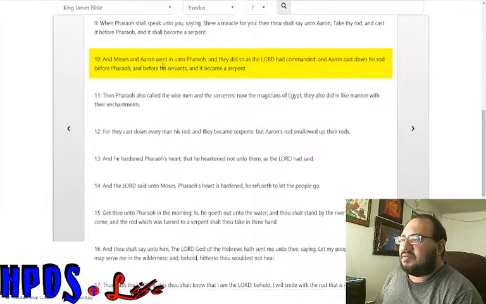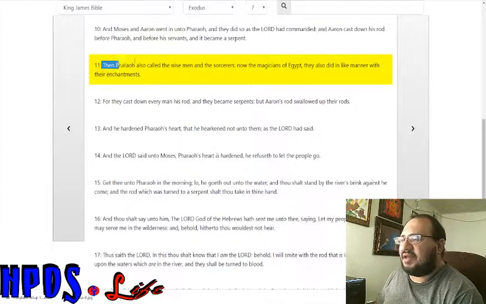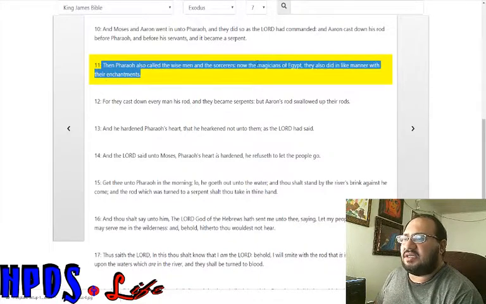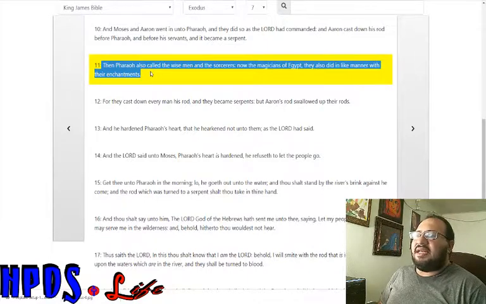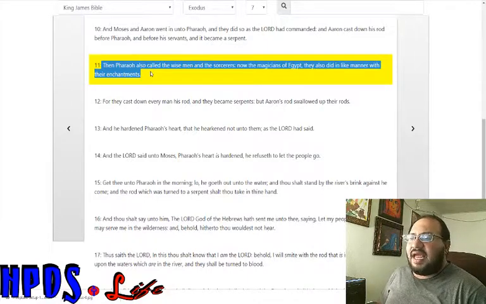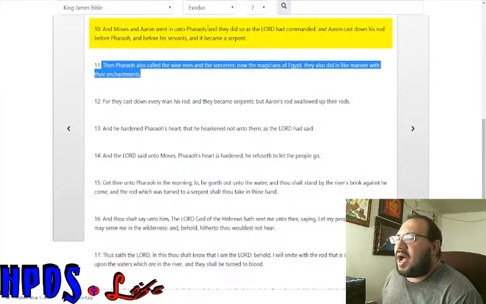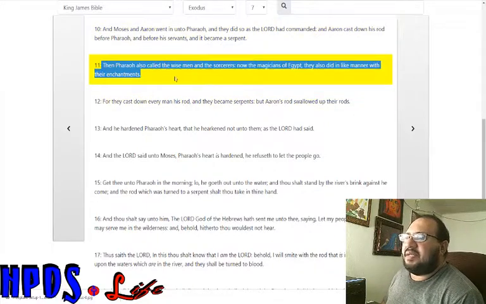So they go up into, right here we get into it. Moses and Aaron went in to Pharaoh, and they did as the Lord commanded, and Aaron cast down his rod before Pharaoh and before his servants, and it became a serpent. However, getting into verse 11, we see the magicians, the sorcerers. Pharaoh also called the wise men and the sorcerers, the magicians of Egypt, and they also did in like manner with their enchantments. So somehow these guys were able to come out and do pretty much the exact same thing. They were able to take a rod and throw it down and it became serpents.